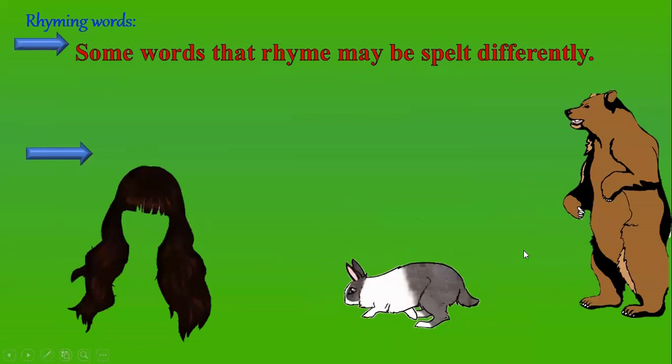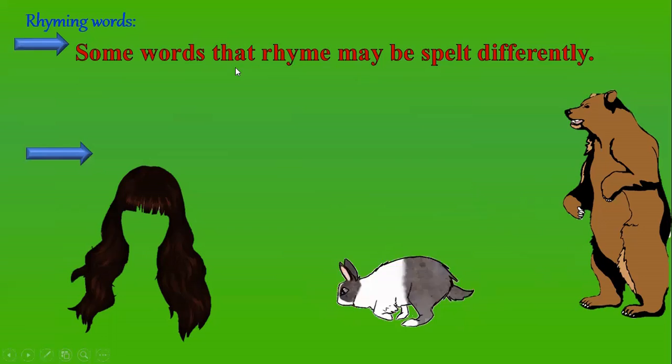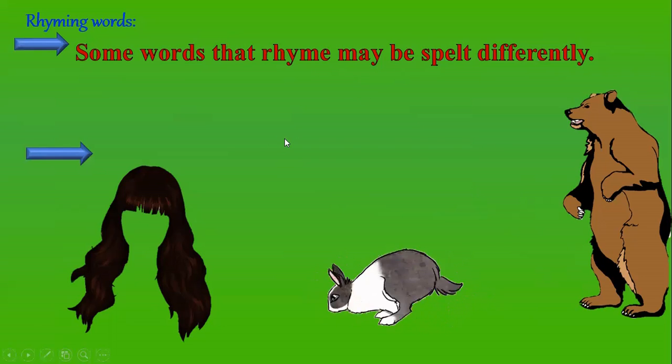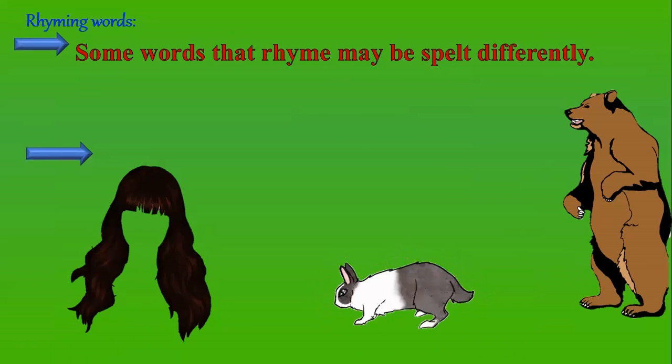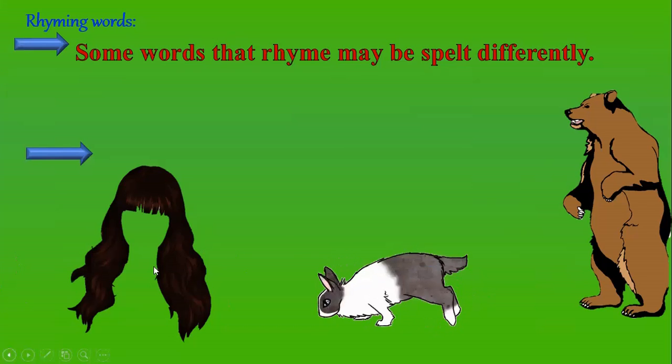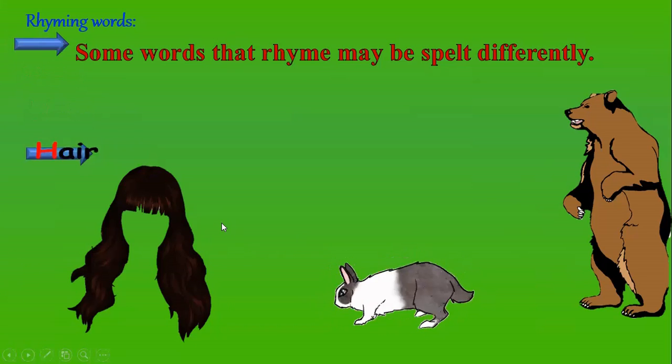You would also want to know this, children. Some words that rhyme may be spelt differently. We just learned that rhyming words are words that end with the same letters. Here is another condition, children. Rhyming words are also words that may have a different spelling but have a similar sound at the end. Okay? Now check this out, children. Here we have hair.